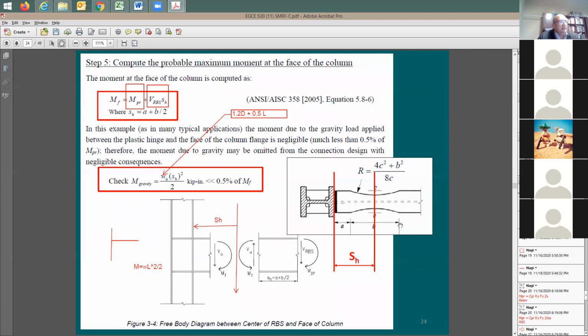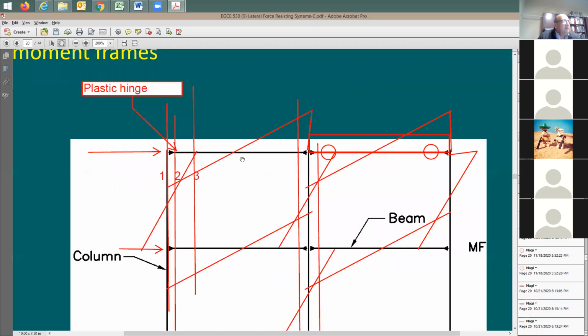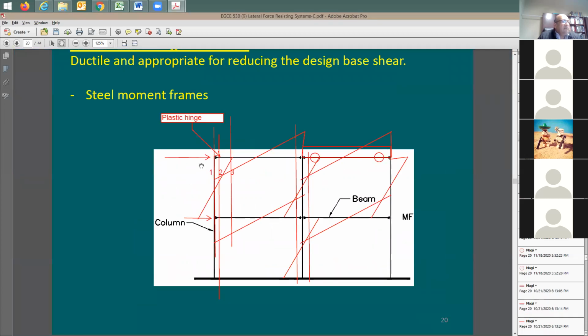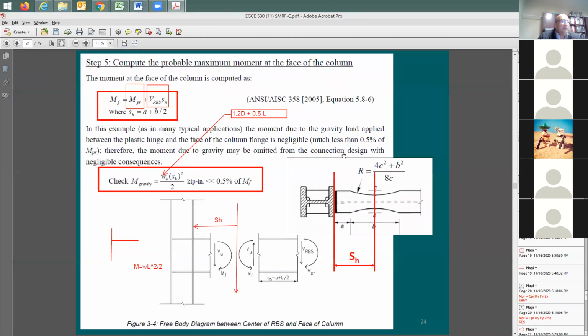Okay. Now, I need to check the moment at the face of the column. This check is not really about the design seismic forces that you started with, the forces you have taken from the seismic analysis. We're still talking about the performance of the moment frame itself: what's going to happen within the beam, or the moment frame, if we push it to that extent.